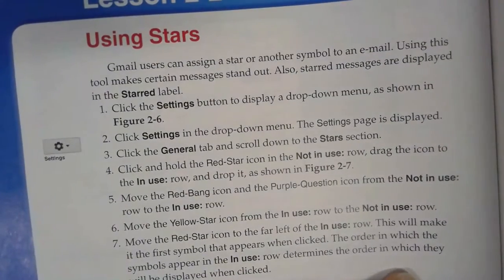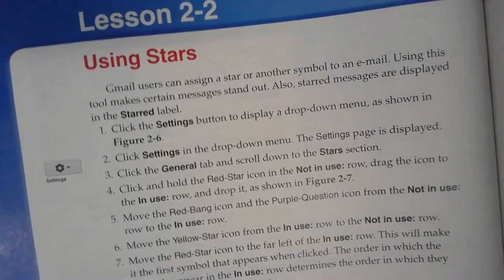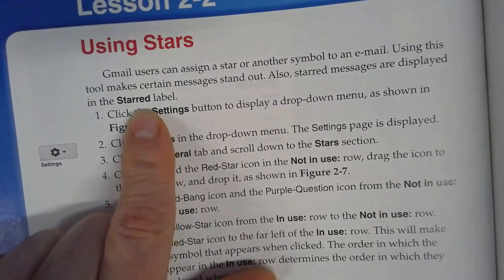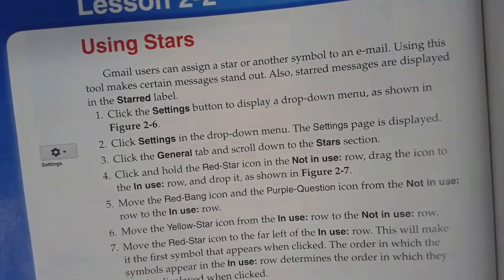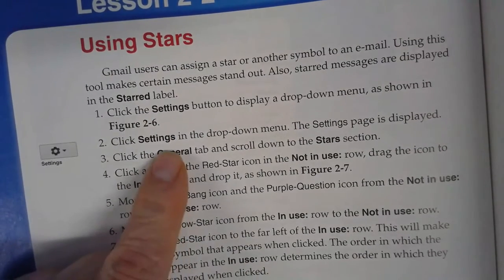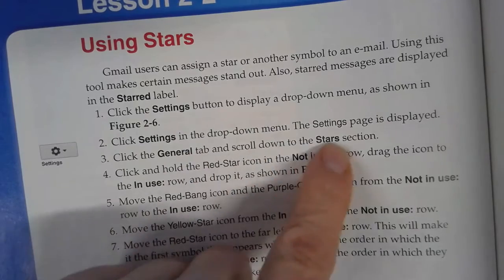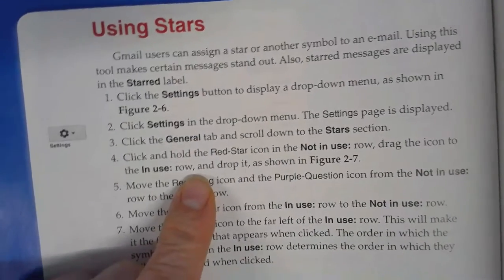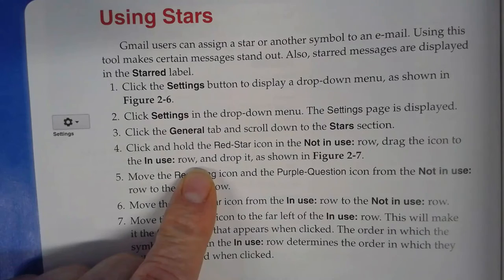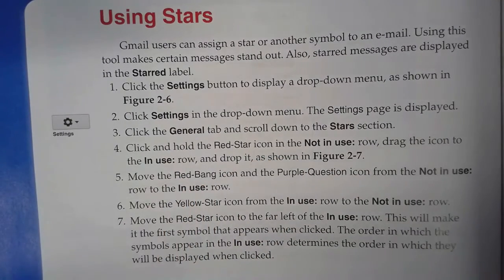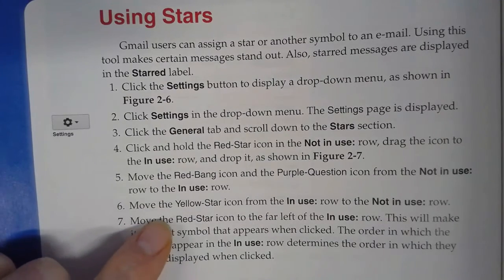From there, I really like this one. This one is important. I use this a lot. Using stars. You can click on the email, and there's a little star out to the side of it. You can click on that, but you can also go into the settings in the drop down button and then click on the general tab and then scroll to the stars section. Click and hold the red star icon in the not in use row, and drag the icon to the in use row. So now instead of it being a gold star, it's a red star.